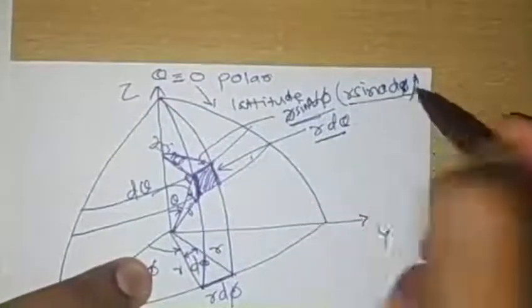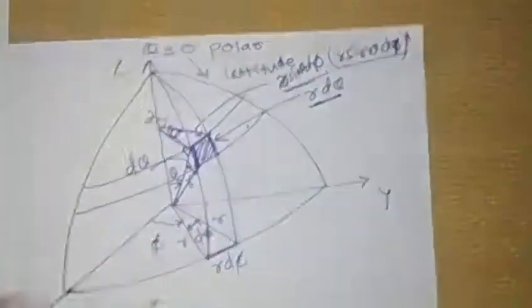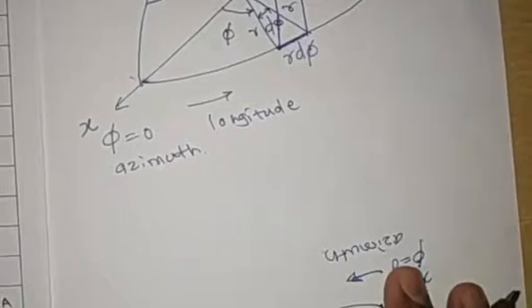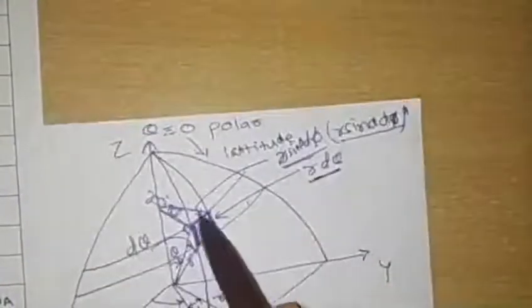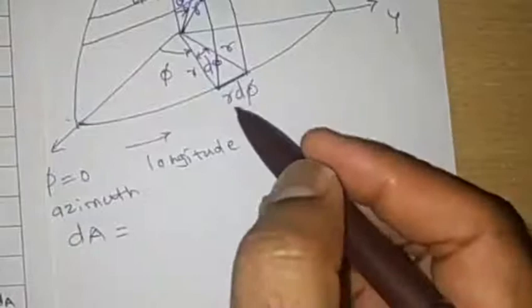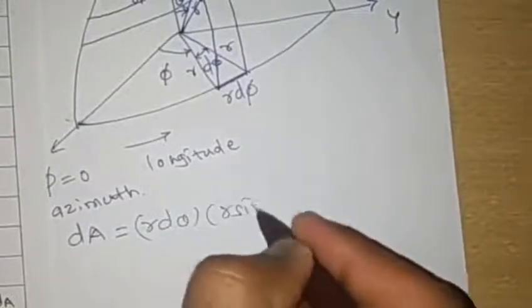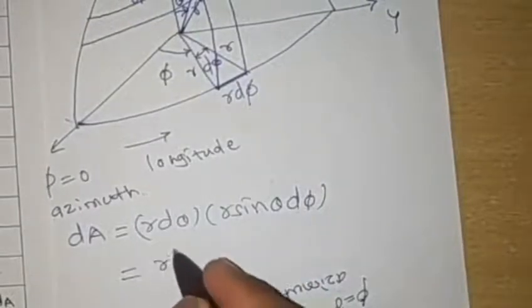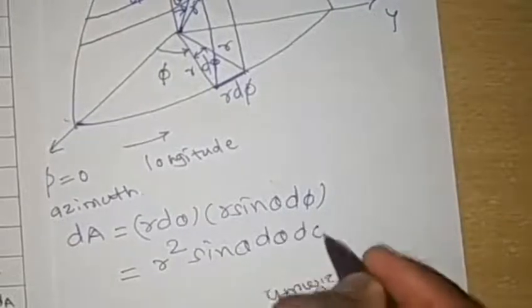So this r sine theta d phi and r d theta are the two sides of this incremental region, and in order to find, in a polar two-dimensional coordinate system, the incremental area dA, we need to take the product of these two sides, which is r d theta into r sine theta d phi, which results into r square sine theta d theta d phi.